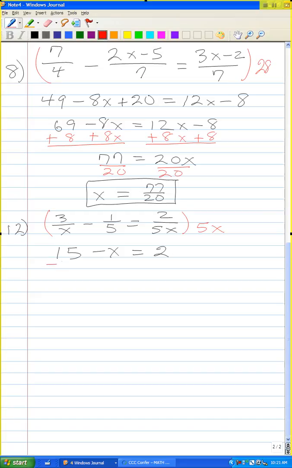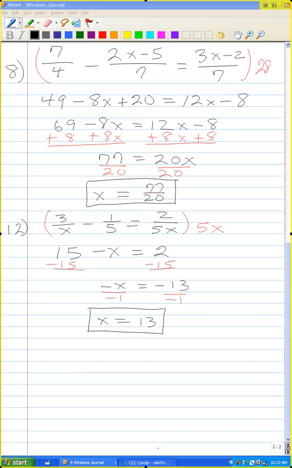Subtract 15 from both sides of your equation. And so negative x equals negative 13. Divide both sides of your equation by negative 1. And so x is equal to 13. When x is 13, you do not divide by 0. So notice when x is 13, I have 3 over 13. That's defined. That's good. I have, when x is 13, 5 times 13 is 65. Again, I'm not dividing by 0, so that's fine. So notice that if x were 0, then I would have to exclude that.